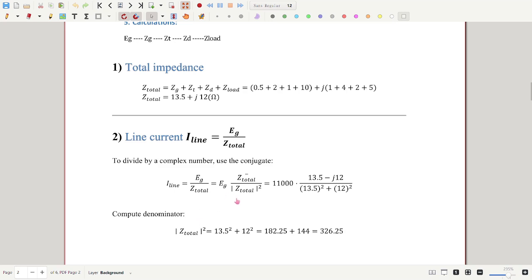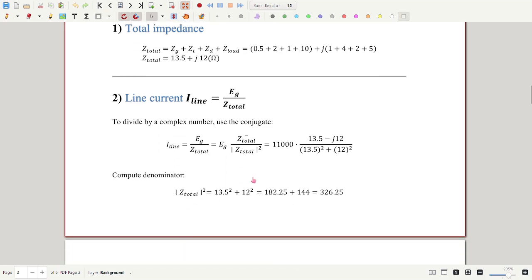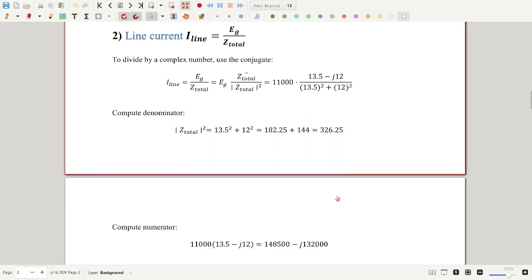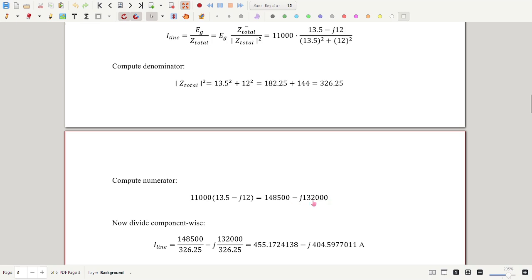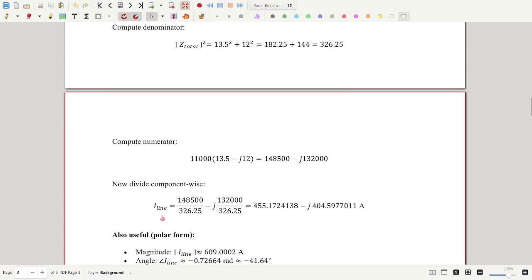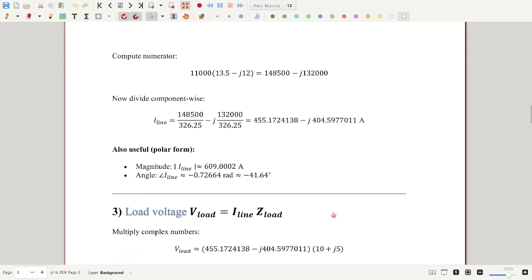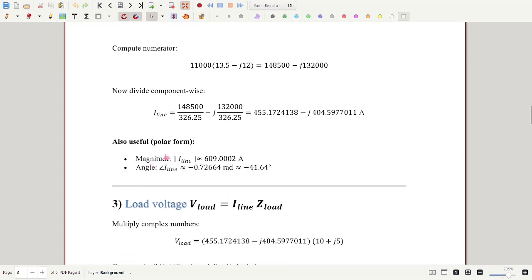For the denominator computation, we get 362.25, and you get the numerator as this value. Once you calculate the numerator and denominator, you get the line current as this value. After that, we convert this rectangular form into polar form. When you convert it into polar form, you get a magnitude of this value and an angle of this value.